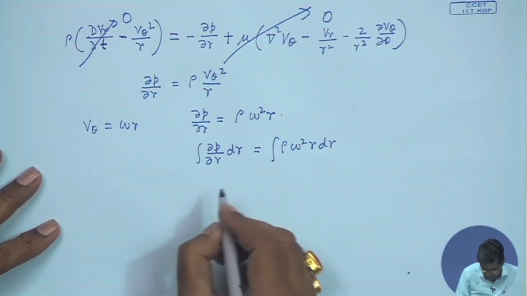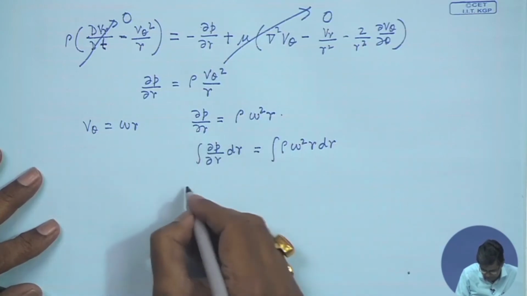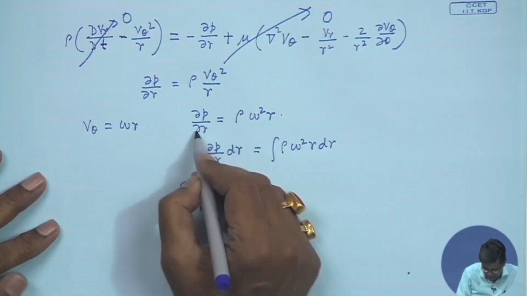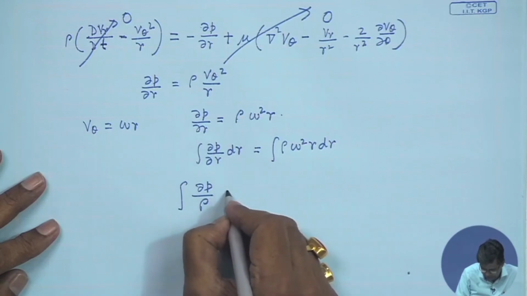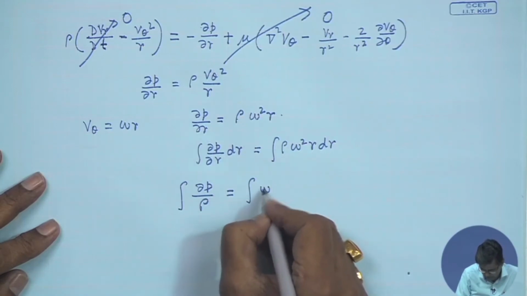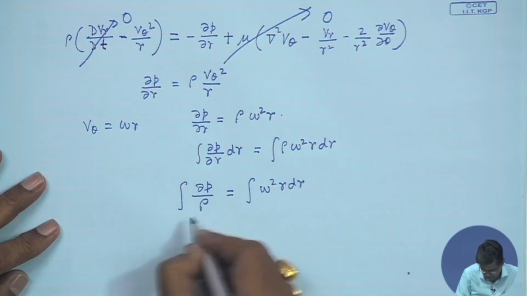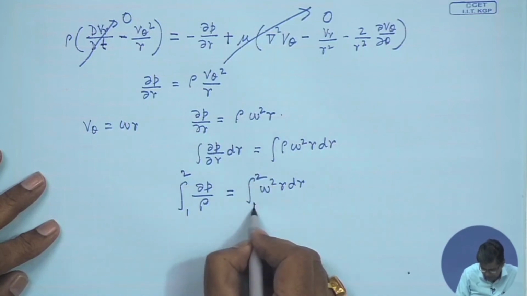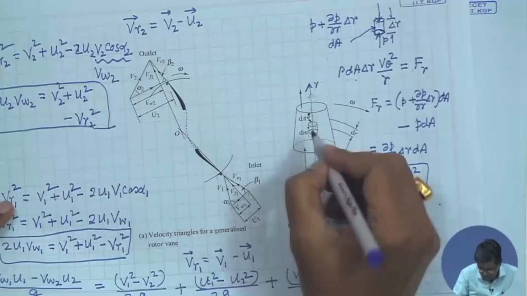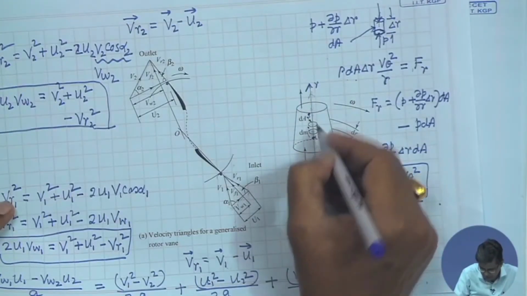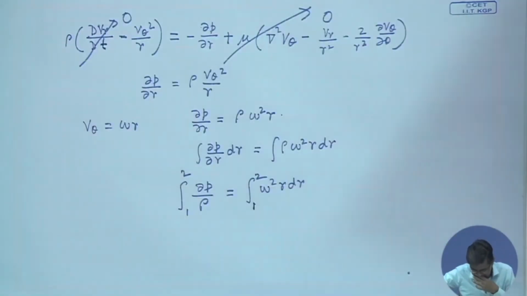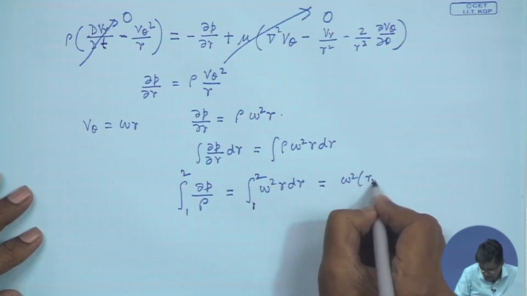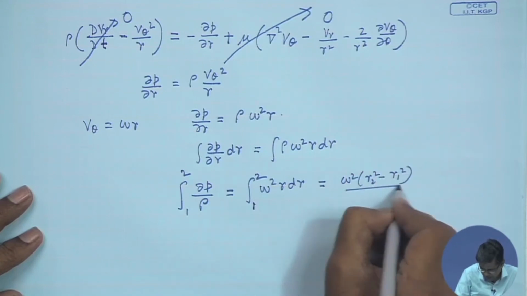Taking rho to the other side, we can write the integration of dP by rho, that is 1 upon rho dP, equal to the integration of omega square r dr. If we integrate from 1 to 2, where 1 is the initial point and 2 is the final point, that means the mass moves from location 1 to 2, inlet to outlet, this can be written as omega square times r2 square minus r1 square by 2.